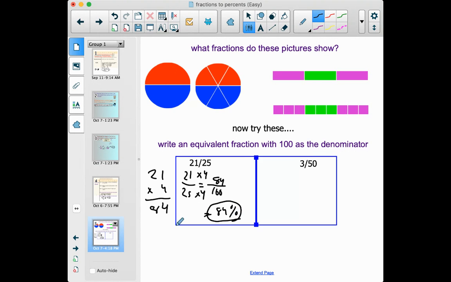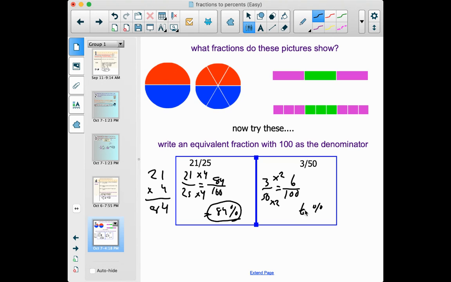Okay, all right, let's try 3 out of 50. So 3 out of 50, I want to make it something out of 100. To get from 50 to 100, I have to multiply by 2. So for 3, I have to multiply that by 2 also, which gives me 6. So 6 out of 100 means 6%.